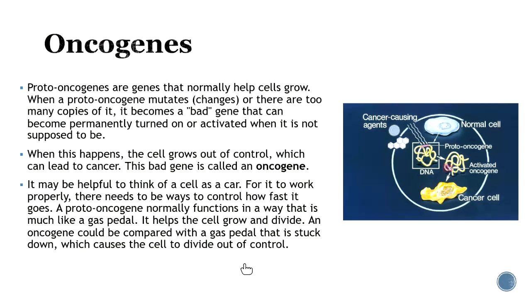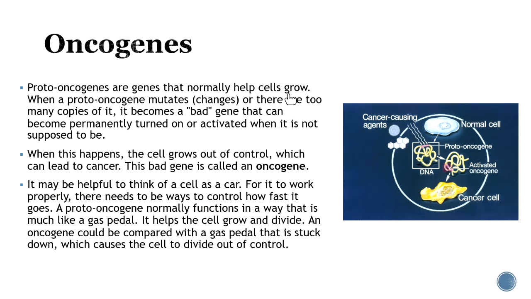All right, so there's two ways you can get it. There's the environment, and then there's the genetic. So this is going to talk about the genetic part of it right there. And there's two different types of genes. There's going to be oncogenes and then tumor suppressor genes. Now, oncogenes, when they're normal and happy, are called proto-oncogenes. So these are genes that normally help your cells grow.